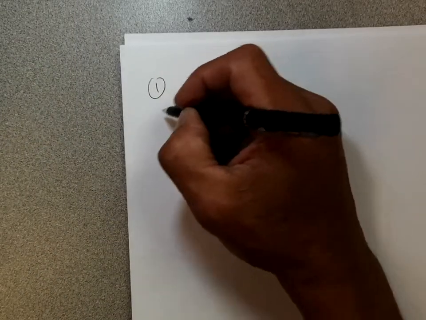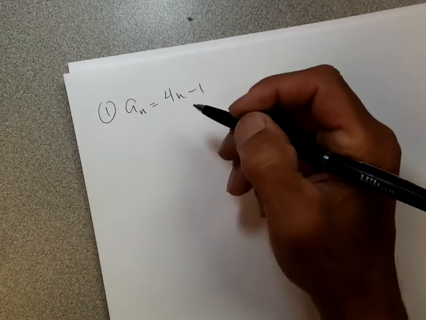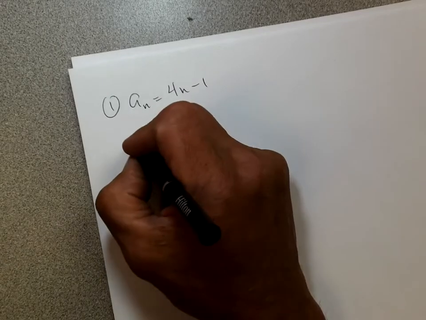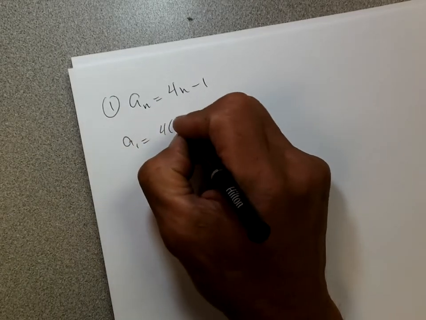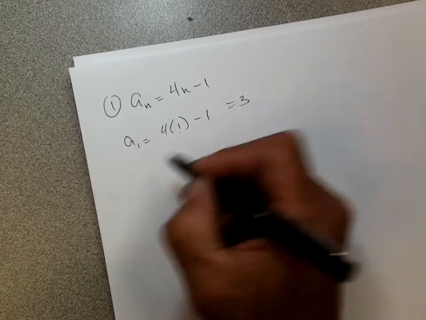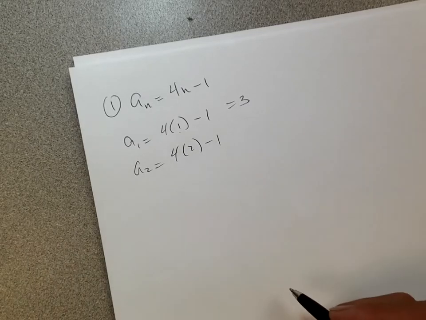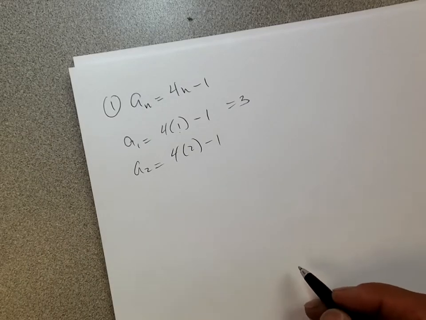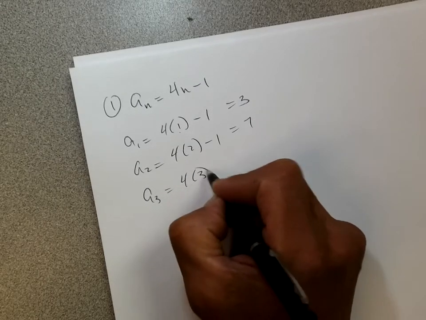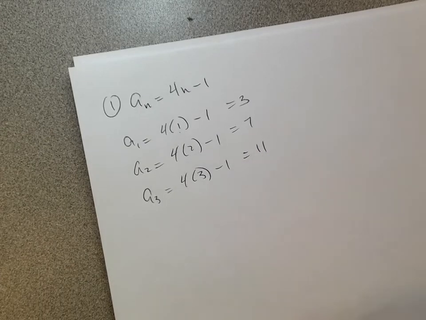So number one, I've got a of n equals 4n minus 1. First 5 terms, easy. So some of this quiz should be super easy. A1 is just 4 times 1 minus 1. 4 minus 1 is 3, right? A2, 4 times 2 minus 1. 8 minus 1 is 7. A3 is 4 times 3 minus 1. 12 minus 1 is 11, right?